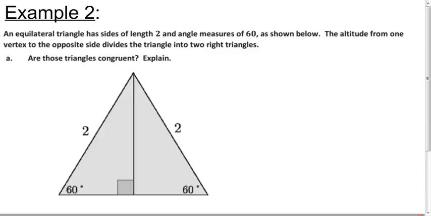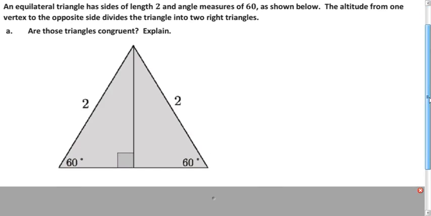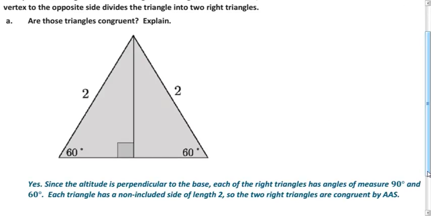So let's look at our first type of special triangle. Here we start with an equilateral triangle, and we drop an altitude to this base down here. Are these triangles congruent? Why or why not? Yes, they each have these right angles, so they both have that 90. They both have these angles that measure 60, and they both have these sides of 2. So by angle, angle, side, they are congruent.